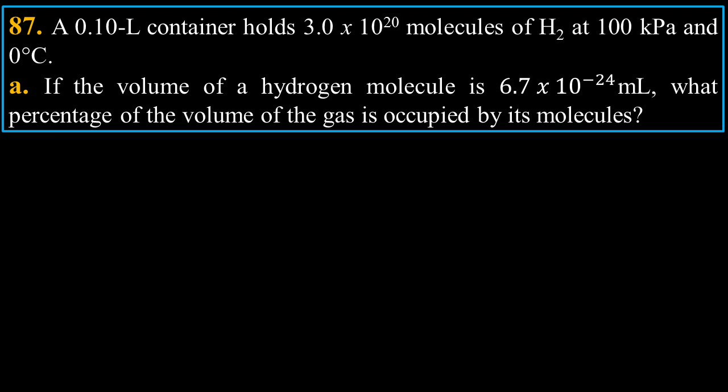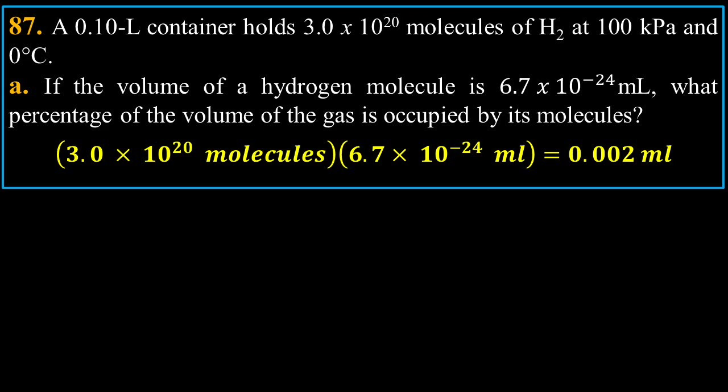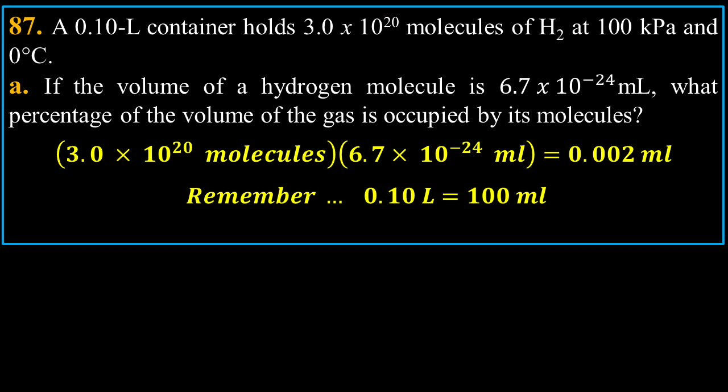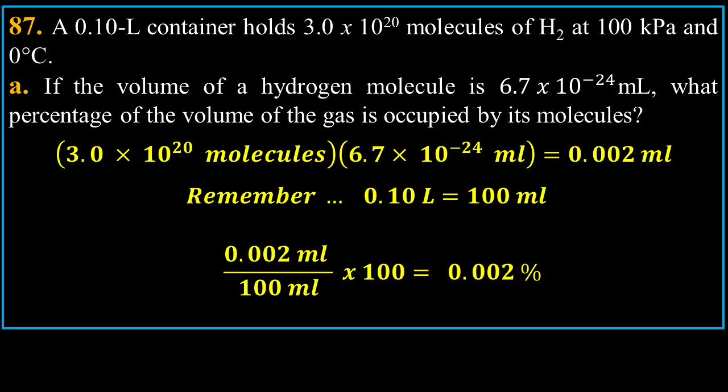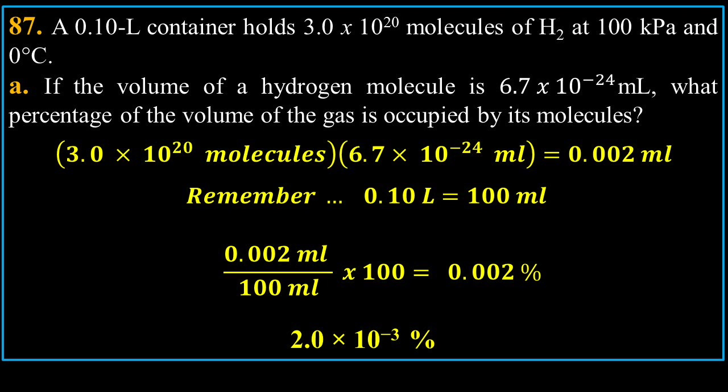If the volume of the hydrogen molecule is 6.7 times 10 to the negative 24th milliliters, what percentage of the volume of the gas is occupied by its molecules? So the total volume is going to be the number of molecules times the volume of an individual molecule, and that will be 0.002 milliliters is the total volume. Remember that 0.10 liters equals 100 milliliters, so the percentage is going to be 0.002%, or 2 times 10 to the negative third.